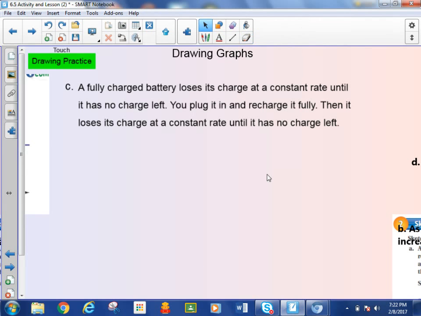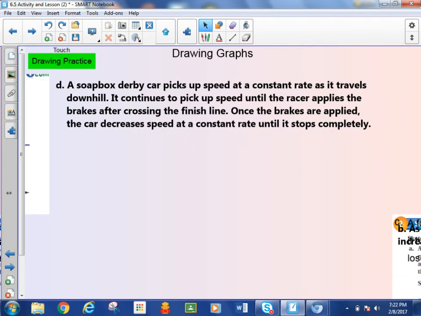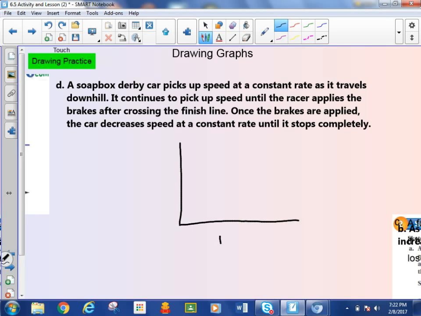All right, let's try one more. Okay, a soapbox derby car picks up speed at a constant rate as it travels downhill. Okay, so we've got speed and time. And the wording was at a constant rate. So a soapbox derby car picks up speed at a constant rate. So remember, our speed's going up here, right? So constant rate, it's going to be going up.